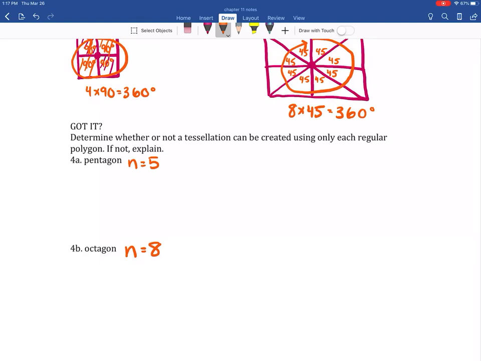So we got to figure out what the measure of each interior angle for each of these is going to be first, and then see if it's nicely divisible into 360. If 360 is divisible by our interior angle, then we're going to be able to create this nice pattern. If it doesn't go in evenly, then our answer is going to be no. So let's find out what one angle of a pentagon is going to be. I'll start out by finding the sum, n minus 2 times 180. So I find that the sum is 540.